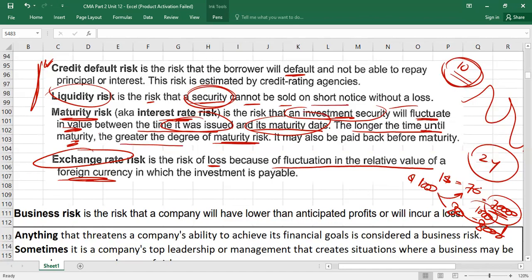So what is exchange rate risk? It is the risk of loss because of fluctuation in the relative value of the foreign currencies in which the investment is payable. Understood? So this is the second risk.